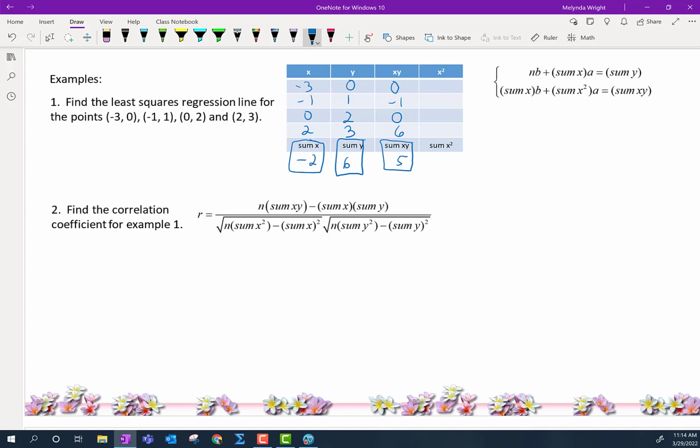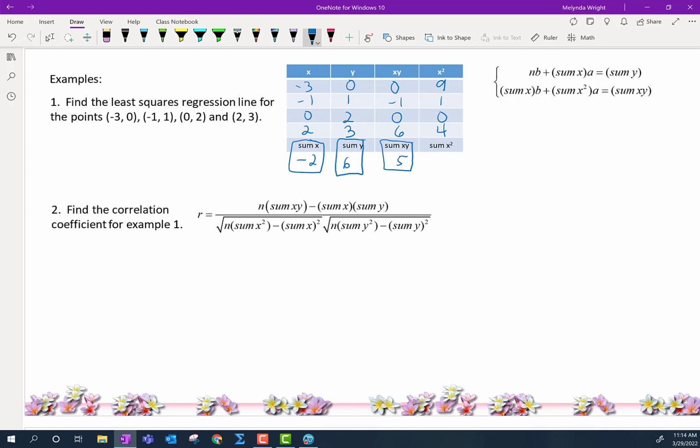Just step by step. Now they want us to take all of the x values and square them. So negative 3 times negative 3 is 9. Negative 1 times negative 1 is 1. 0 times 0 is 0. And 2 times 2 is 4. And now we're supposed to add these together.